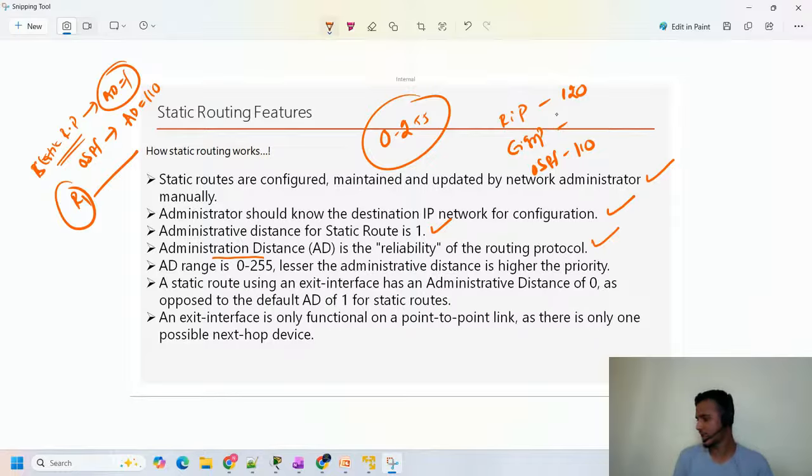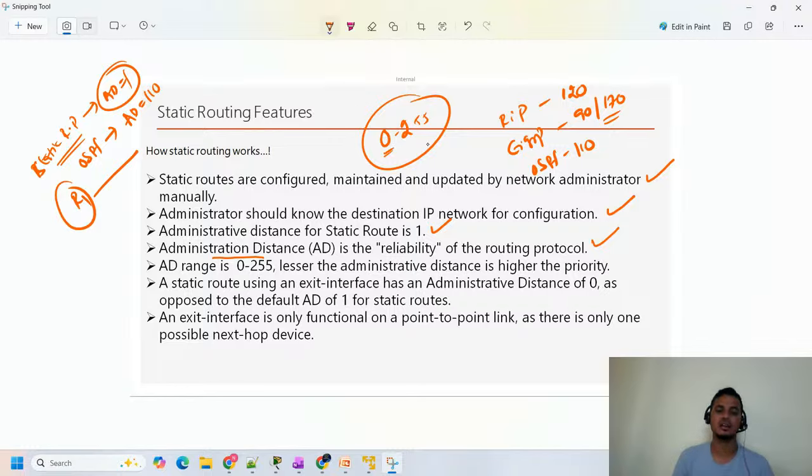And 20 for EIGRP. EIGRP has two different values, right? You should always mention both in an interview: 90 and 170. That is better. Don't say only 90.